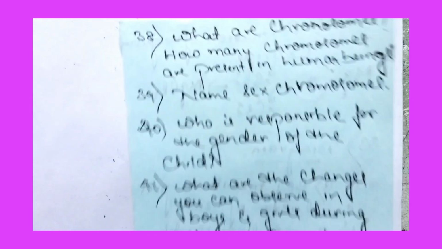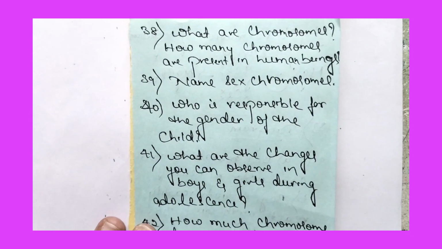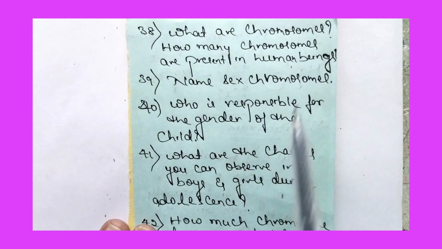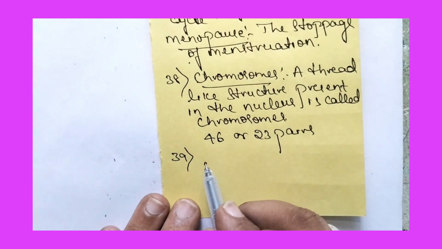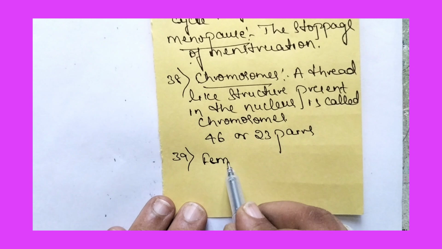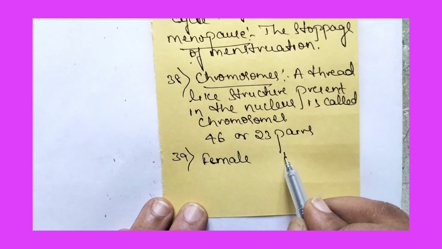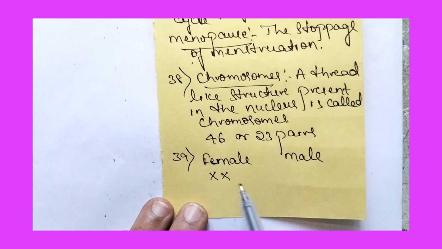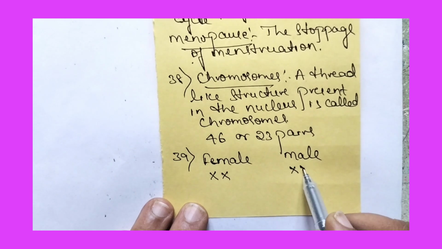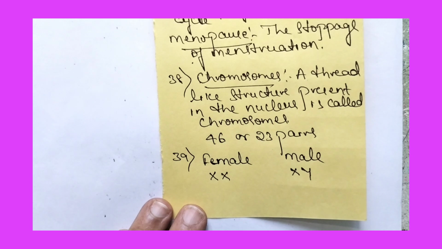Next, let us move to the 39th question. Name the sex chromosomes. So we have to write them for female and male. In the female, XX chromosomes will be there. In the male, XY chromosomes will be there. Female XX and male XY chromosomes.